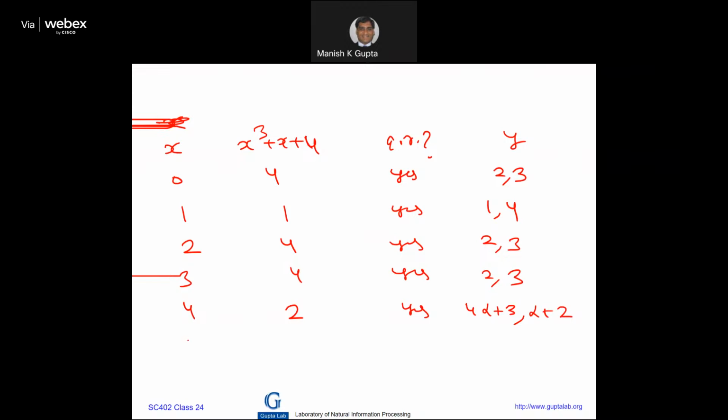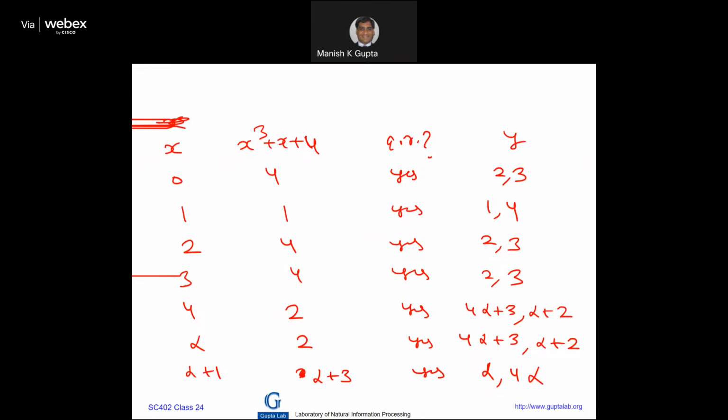Now what is the next value in the field? It will be alpha. When x is alpha, this value is 2. Quadratic residue, yes, the value is 4 alpha plus 3 and alpha plus 2. When x is alpha plus 1, this value is 2. Sorry, this value is alpha plus 3. This is a quadratic residue, yes, the value is alpha and 4 alpha. And so on. I am not completing it, so I am just leaving it, right?